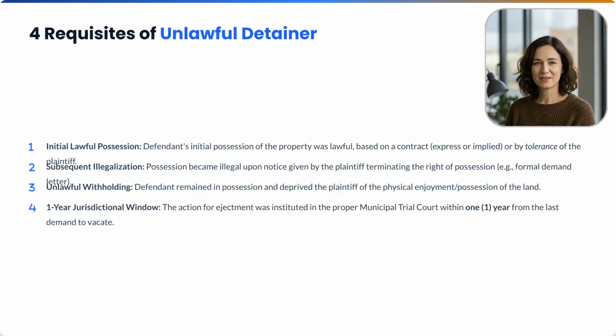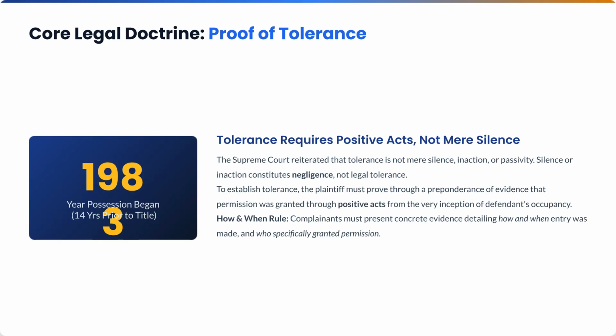To successfully file for unlawful detainer, 4 requisites must be met: initial lawful possession, subsequent illegalization of that possession after notice, the unlawful withholding of the property, and the filing of the action within a 1-year jurisdictional window from the last demand to vacate. A core legal doctrine highlighted in this case is the proof of tolerance.